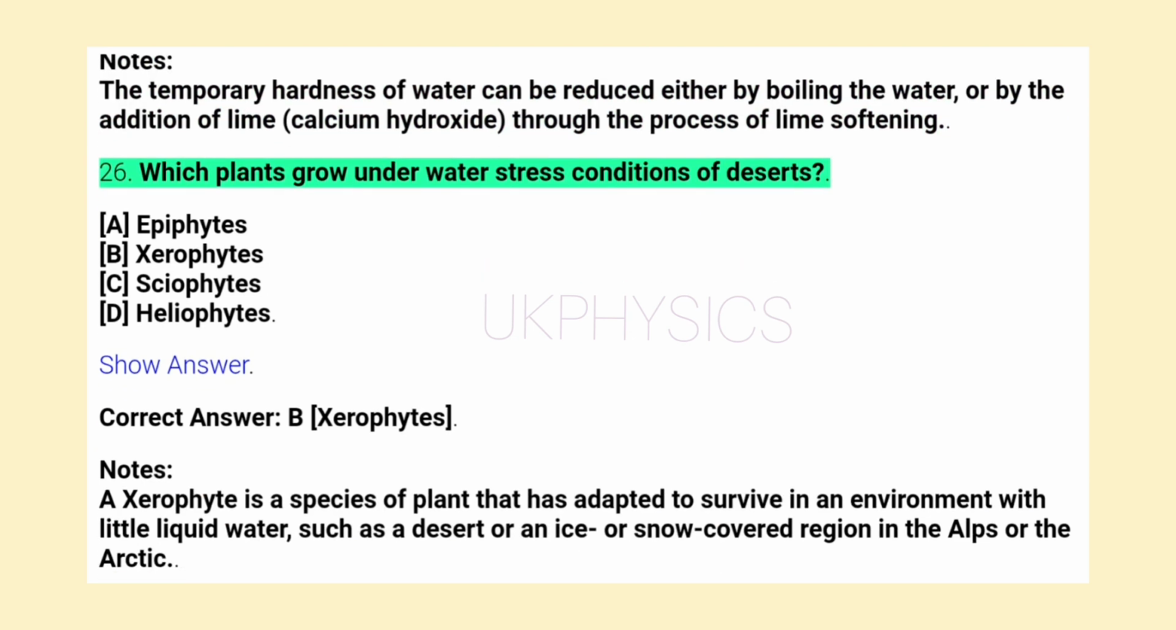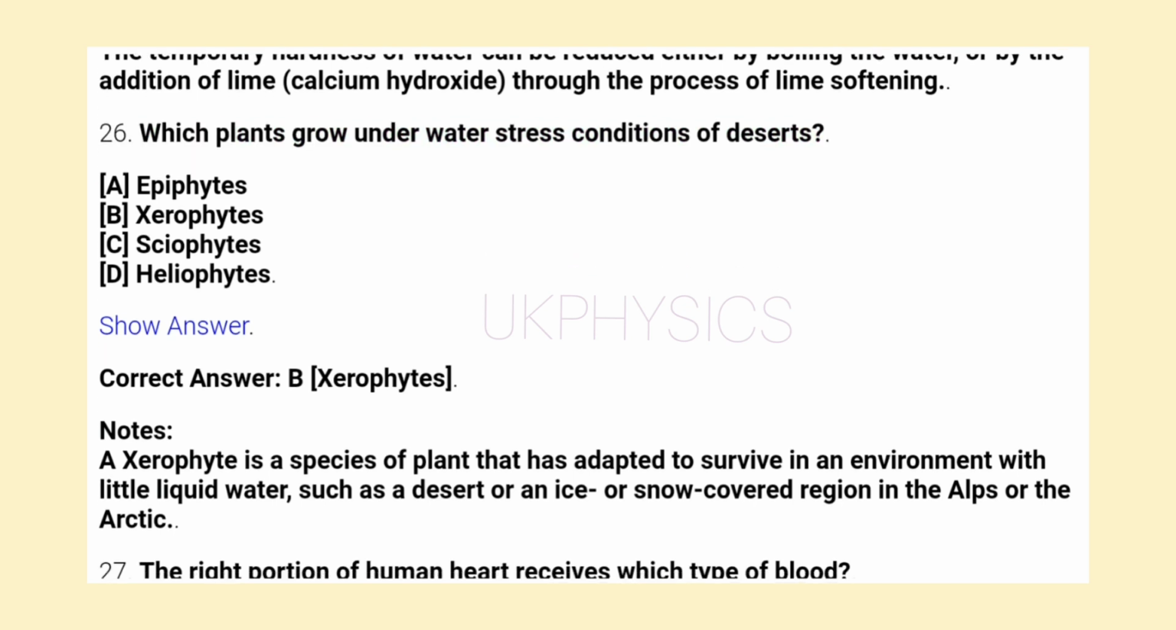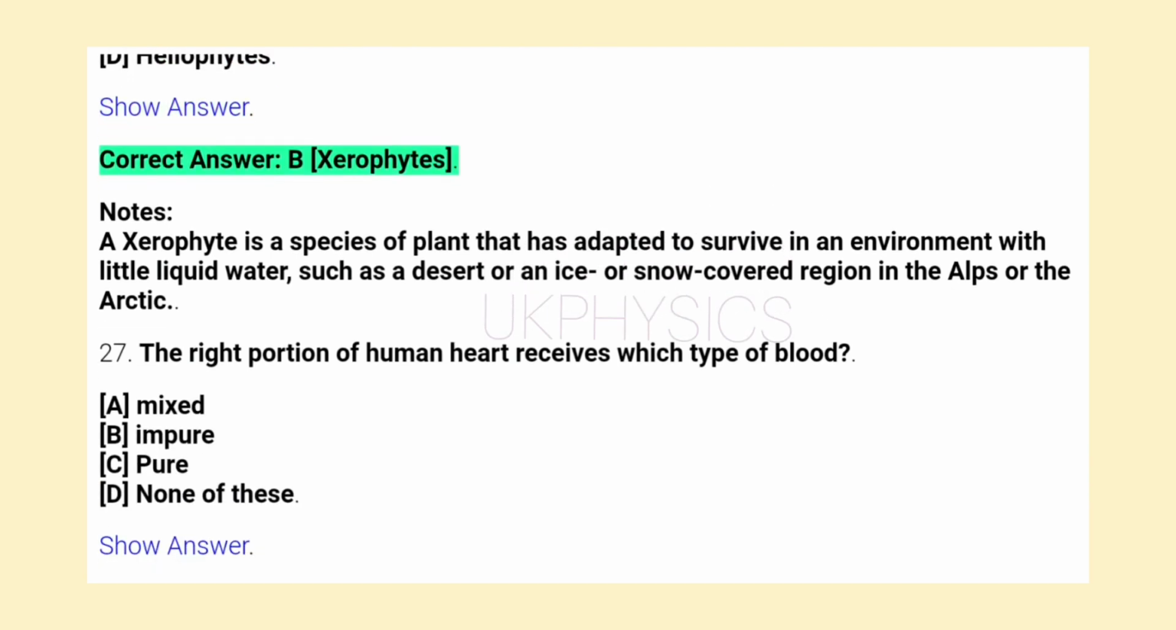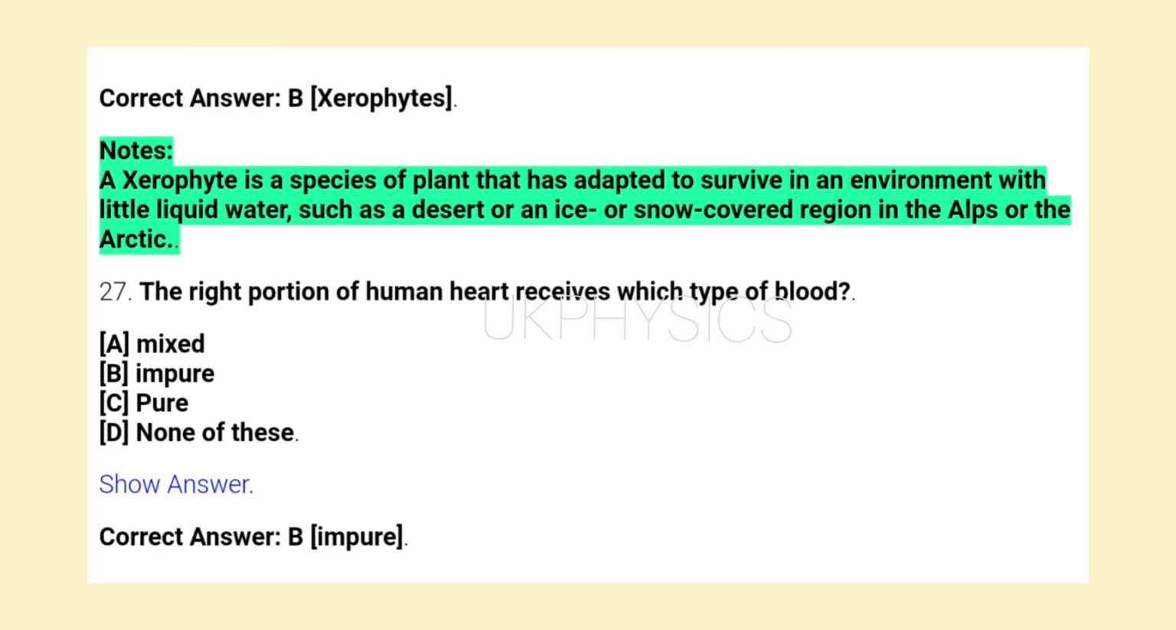26. Which plants grow under water stress conditions of deserts? A. Epiphytes, B. Xerophytes, C. Sciophytes, D. Heliophytes. Show answer. Correct answer, B. Xerophytes. Notes: a xerophyte is a species of plant that has adapted to survive in an environment with little liquid water, such as a desert or an ice or snow-covered region in the Alps or the Arctic.